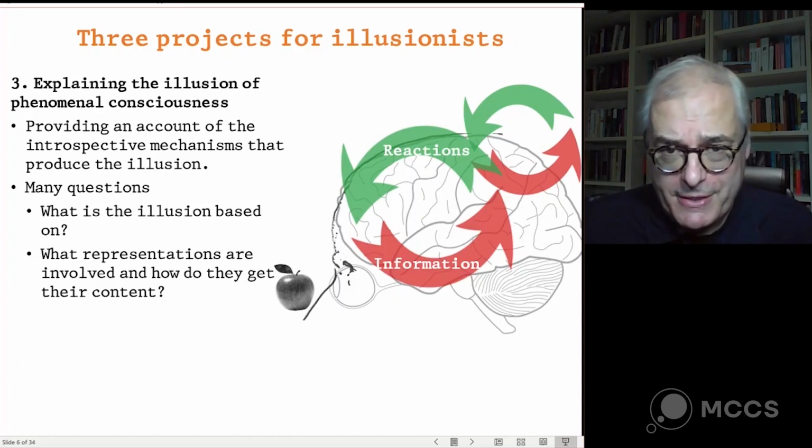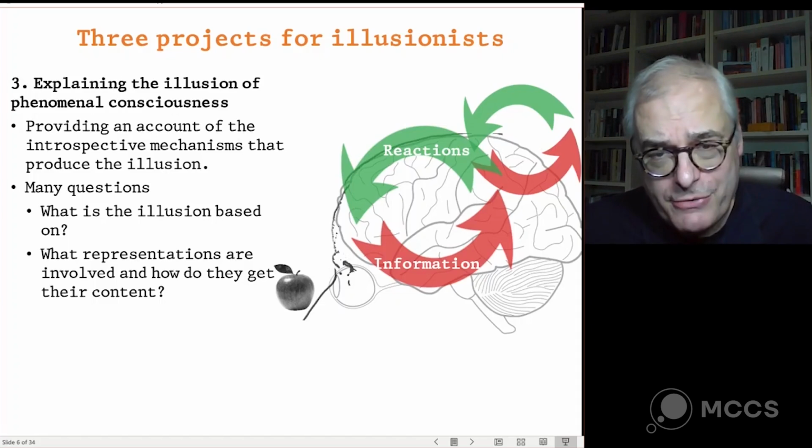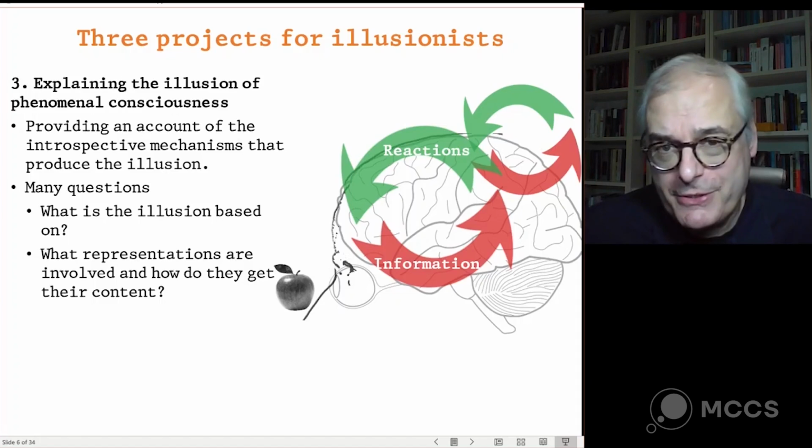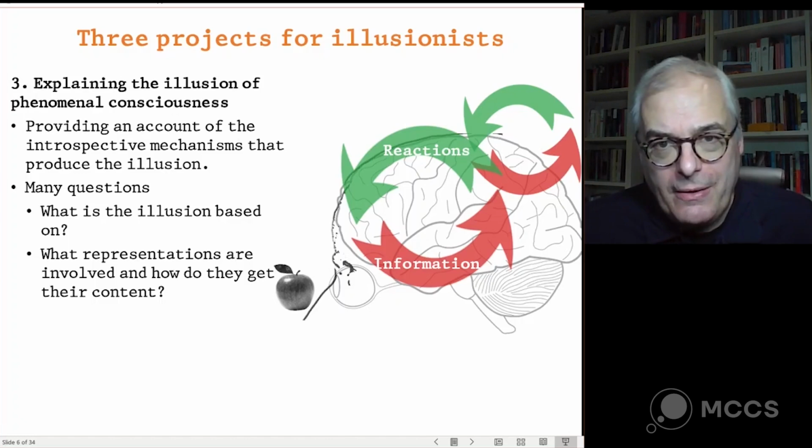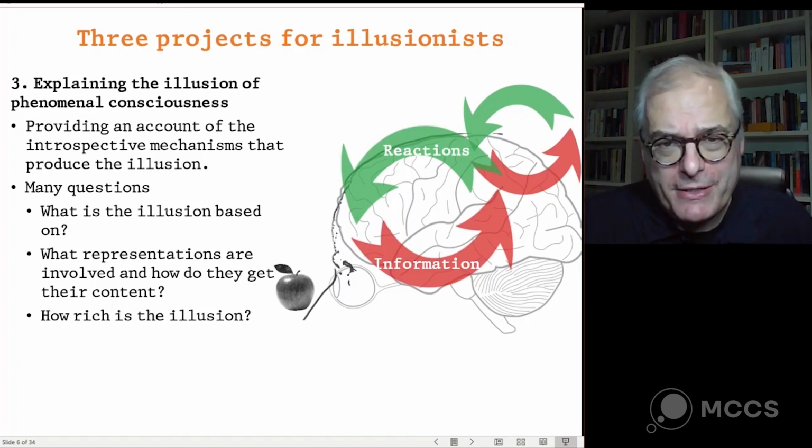Remember, I said last time that there appears to be a problem here for illusionists, given that if their account of consciousness is going to involve representations of properties that don't exist, then they're going to have to give some account of how these representations get their content. How do we or our brains get to represent properties that aren't really there? How rich is the illusion? What exactly is the nature of this introspective illusion? I will explain what I mean by that later in this lecture.